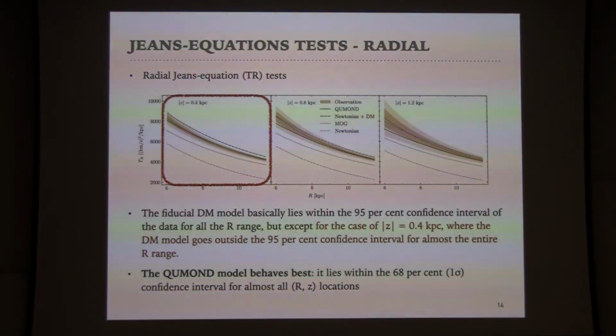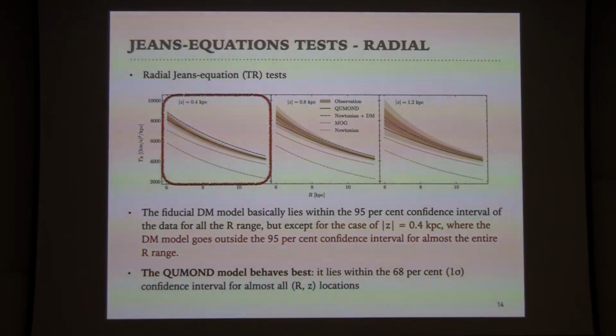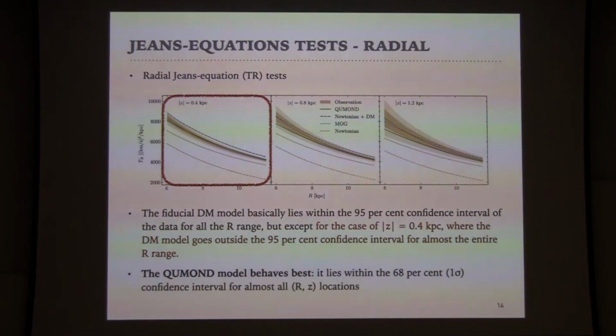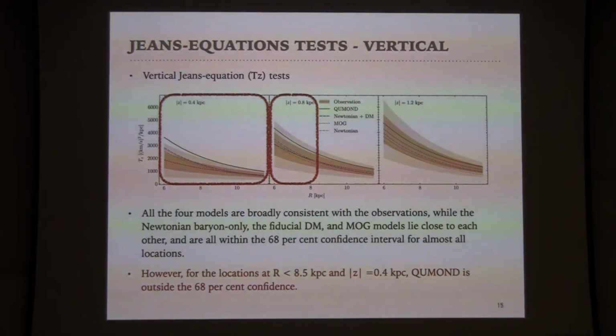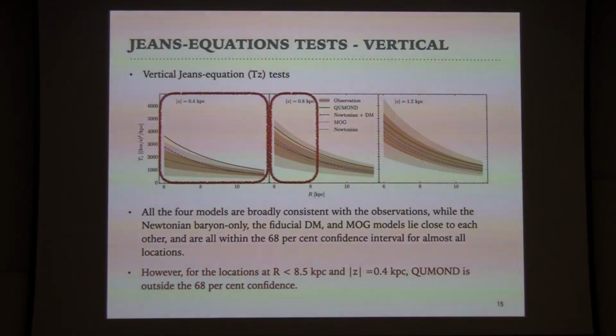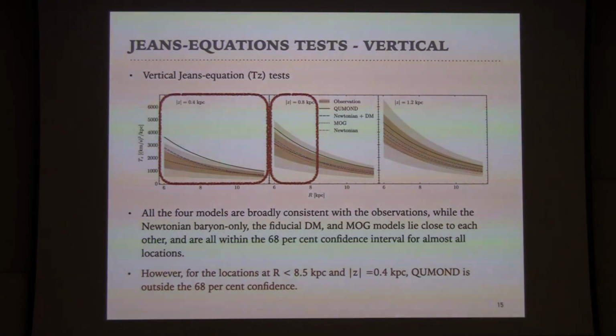low altitude, z equals 0.4 kilopascal. At this altitude, it falls outside the confidence interval for nearly the whole range of radius. But here, the MOND model performs the best, only for this TR test. For the TZ test, which evaluates the observed vertical acceleration, we find that all the 4 models are broadly consistent with the observations within the central confidence interval.